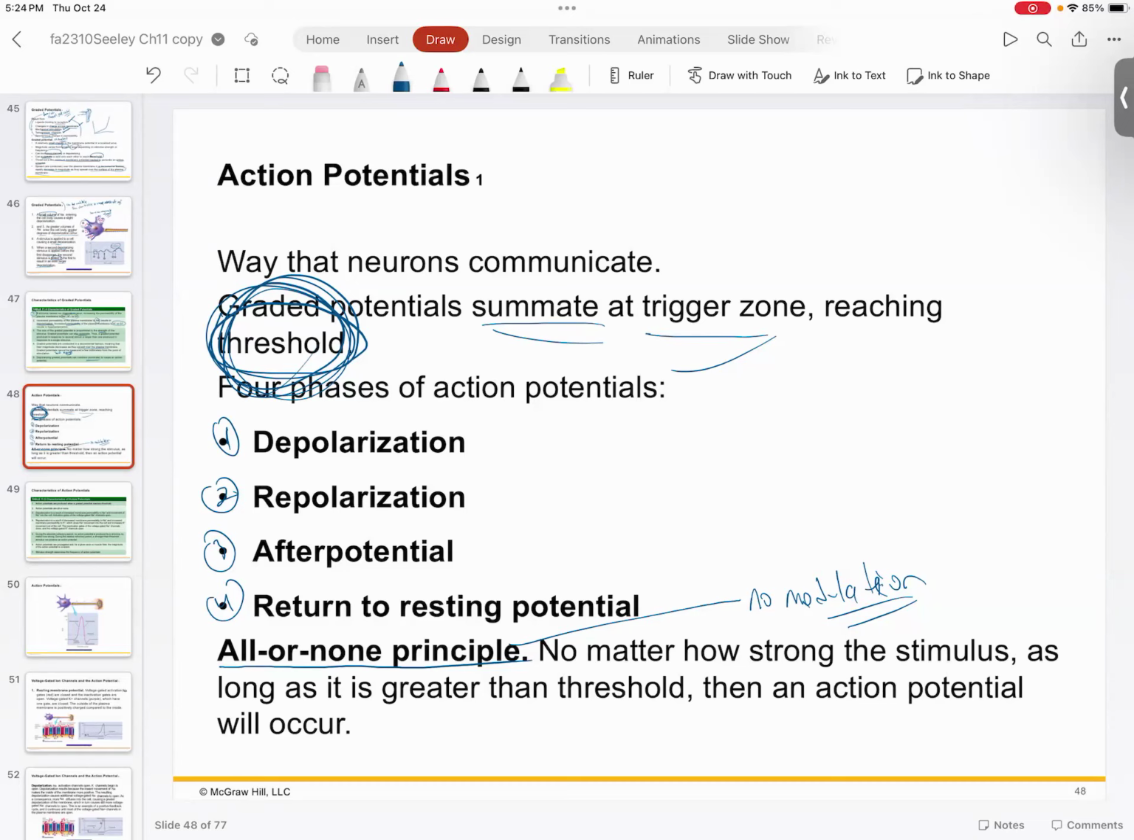And so that's the reason why the graded potentials are useful, because since they're sub-threshold, they have a bit more of a nuanced kind of modulation effect to them.